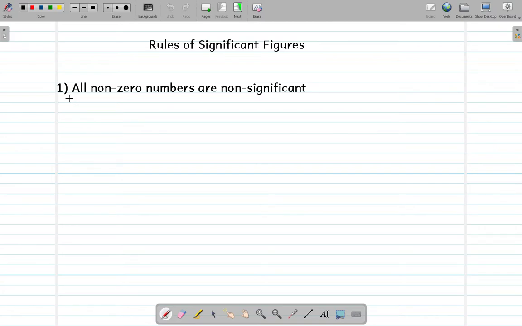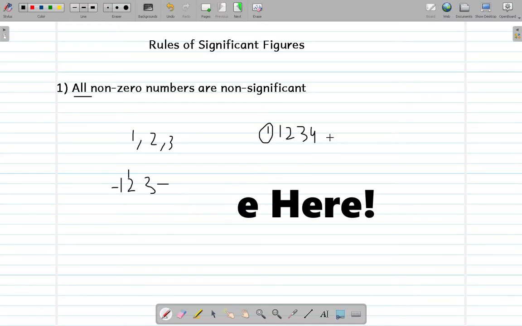Now, looking at the first rule, our first rule says that all non-zero numbers are significant. For example, 1, 2 or 3. Even 123 itself has three significant figures, which is 1 itself and 2 and 3. Little test for you. Pause the video and guess the answer for yourself. The question for you is, how many significant figures are in 1234? Alright, so the number of significant figures in 1234 is obviously 4, as all non-zero numbers are significant.